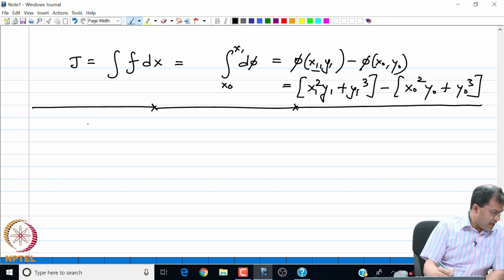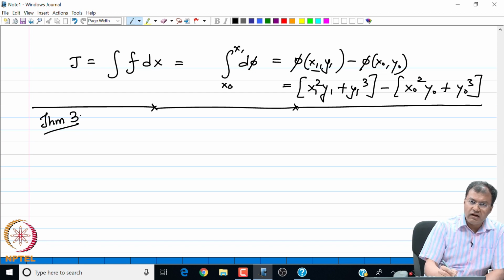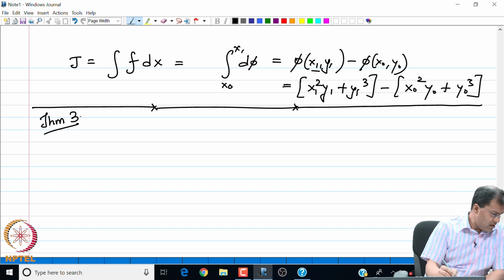So, let me rewrite this entire exercise in case 4 in the form of a theorem. Let me state the result in the form of a theorem, and this theorem is simple enough so that we can also give a quick proof to this result. So, I denote this theorem by theorem 3.